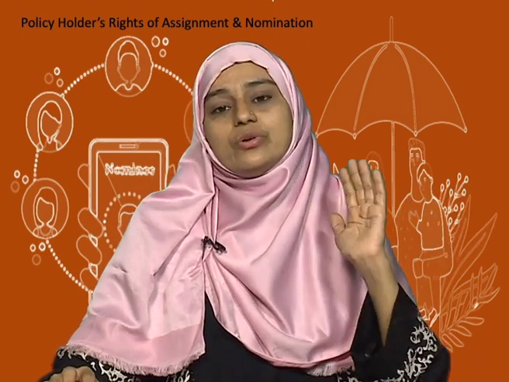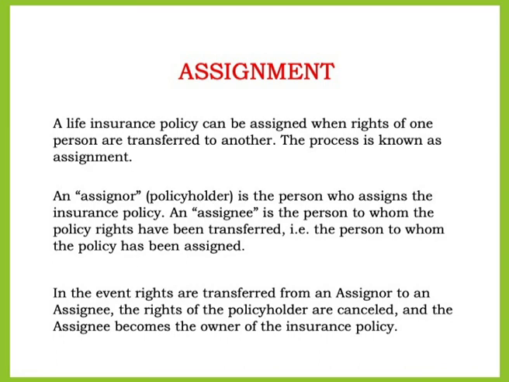One significant right that a policyholder has got is called the right of assignment, and the right of nomination. So let us see what assignment means first, and then we will go to what is nomination. A life insurance policy can be assigned, or is said to be assigned, when the rights of one person are transferred to another person. So the process where the rights of a policyholder are transferred to another person is called an assignment. The policyholder will be called an assigner, and the person to whom the rights are transferred will be called an assignee.